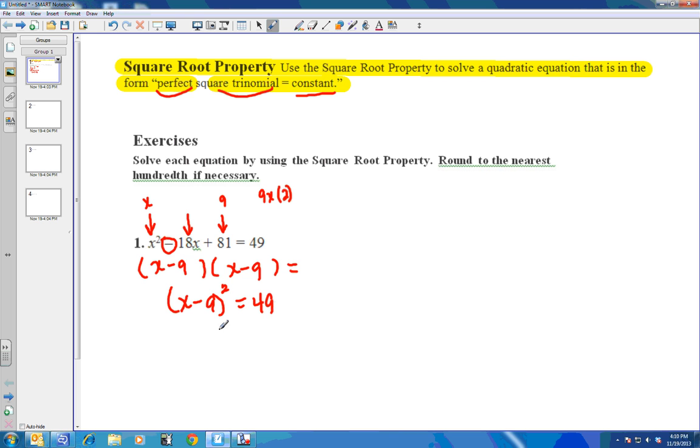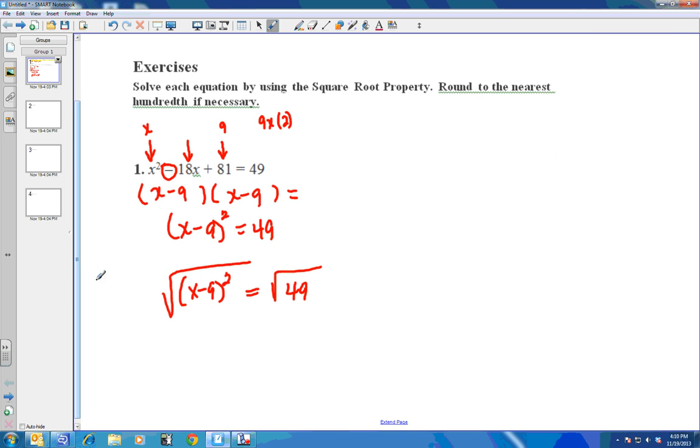Now we're going to go back and solve this by taking the square root of both sides. So I have x minus 9 quantity squared. I'm going to take the square root of that equals the square root of 49. So when I take the square root of something already squared, I get x minus 9 equals. The square root of 49 we know is 7, but remember from yesterday, we're going to put plus or minus 7 as my answer.